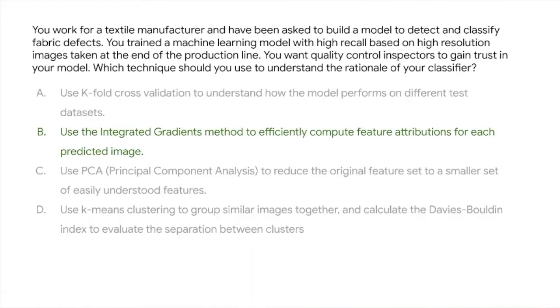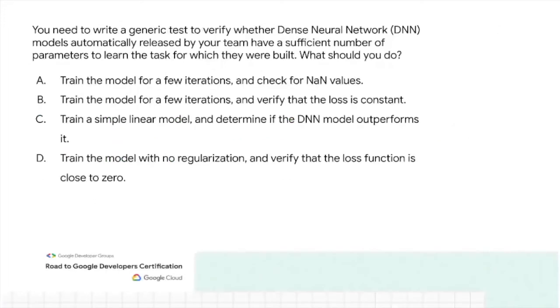Let's go to the second question. You need to write a generic test to verify whether dense neural network models automatically released by your team have a sufficient number of parameters to learn the task for which they were built. So what should we do?